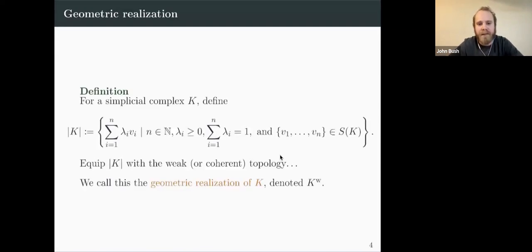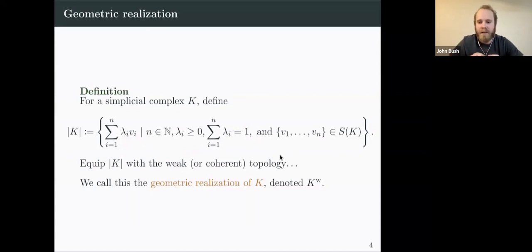Okay, so as a reminder, the geometric realization of a simplicial complex is a topological space that comes from the combinatorial information of the simplicial complex. To a complex K, I'll define this set, which is bars around K. This is a set of formal finite convex combinations of vertices in K, such that all of the vertices in this combination make up a simplex of K. By convex combination, I just mean I have a collection of non-negative real numbers that sum to 1, as weights on the vertices.